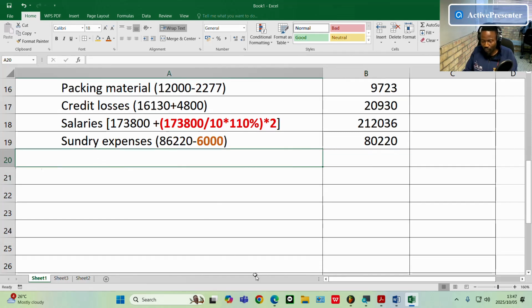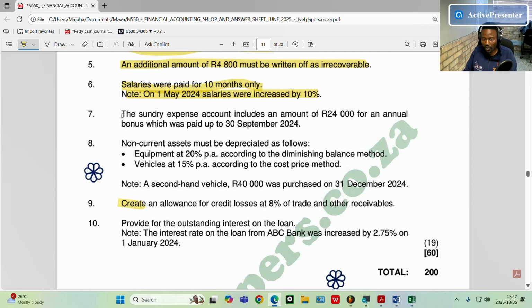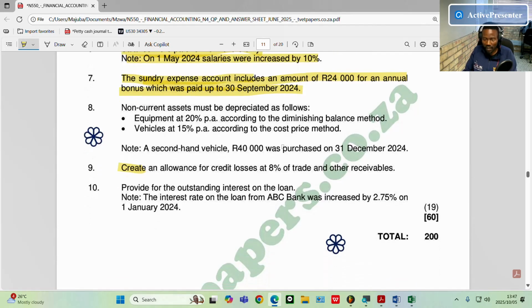Right, we move. As I said, guys, I like to actually deal with all the transactions first. Then after that, we're going to do the rest of the amounts. Okay, now I'm on adjustment number 8. It says non-current assets must be depreciated as follows. Equipment at 20% per annum according to diminishing balance method. So we know there are two methods of calculating depreciation, which is the straight line method and the diminishing balance method. This is also known as a reducing balance method, and a straight line method is also known as the cost price method.